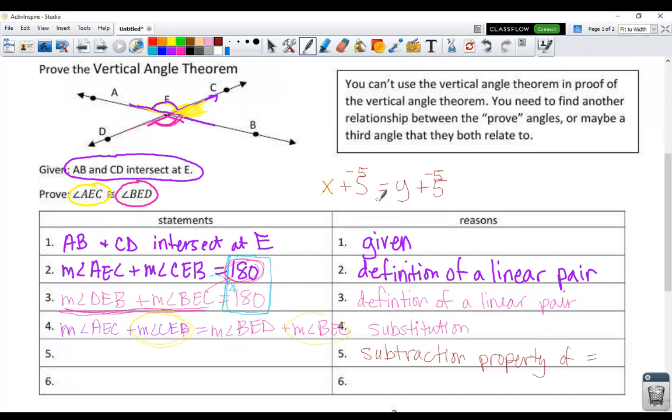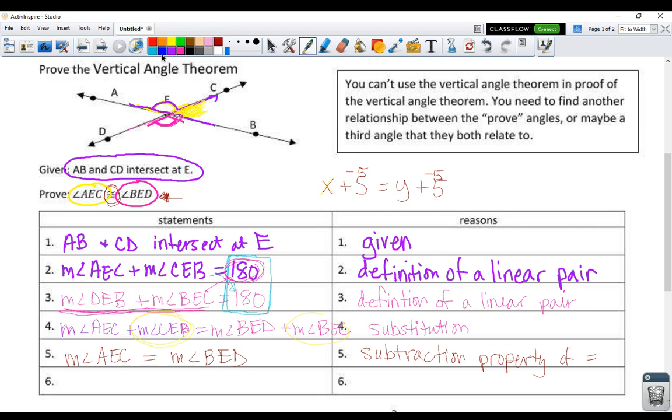I am subtracting from both sides, and as long as I do it to both sides, that is mathematically legal. So now I'm going to end up with the measure of angle AEC equal to the measure of angle BED. Now notice my proof right here. That's really close to what I want to show. The only difference is this congruent symbol.